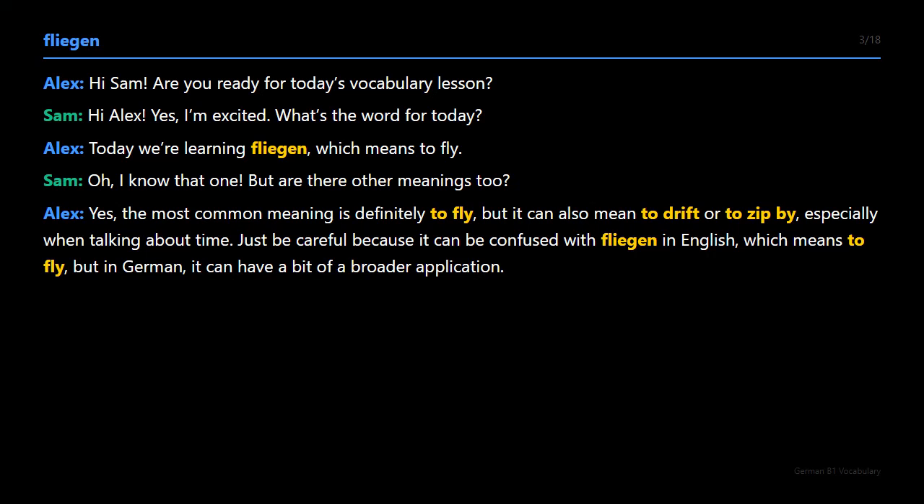Today we're learning fliegen, which means to fly. Oh, I know that one. But are there other meanings too? Yes, the most common meaning is definitely to fly, but it can also mean to drift, to zip by, especially when talking about time.